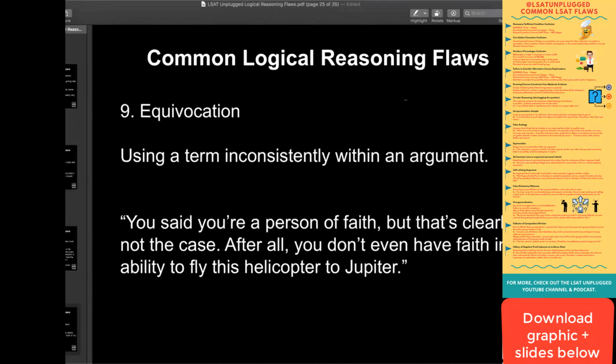Faith in the first sentence is talking about a person, more of a person of a religion, whereas faith in the second, in the conclusion, you're basically saying you don't believe in my ability.